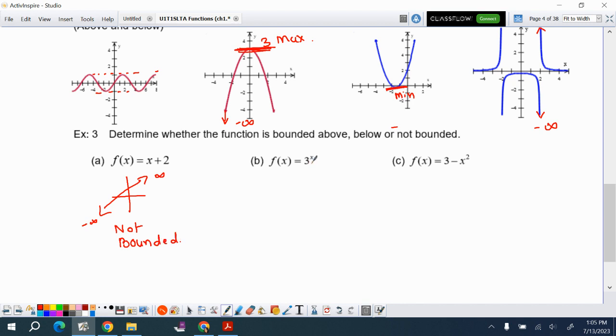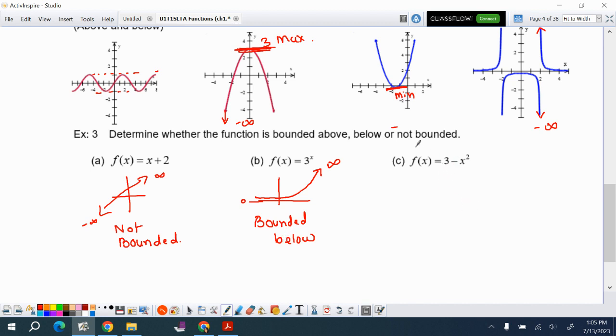Okay, so 3 to the x. We know this is an exponential function. Exponential functions could be growth or decay. Here you can see that the 3 is greater than 1, so this is an exponential growth function. It goes to infinity and the minimum number is 0. So this is considered bounded below. There are no y values below here, so that's why it is bounded below.